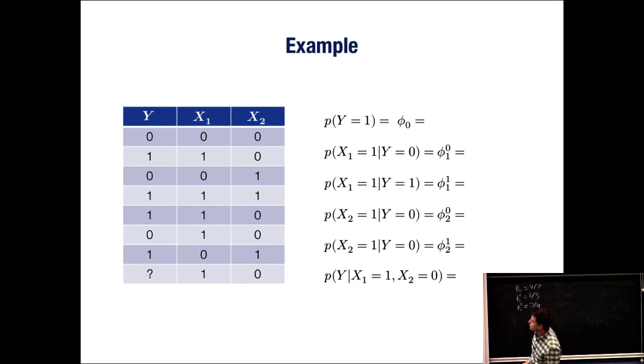My next two. What's the probability x2 equals 1 given y equals 0? A third also, right? 1/3? Yell them out. I haven't done this before, so I'm just looking over there as well. Phi 2,0 equals 1/3. And then what's the probability that x2 equals 1 given y equals 1? One-third.